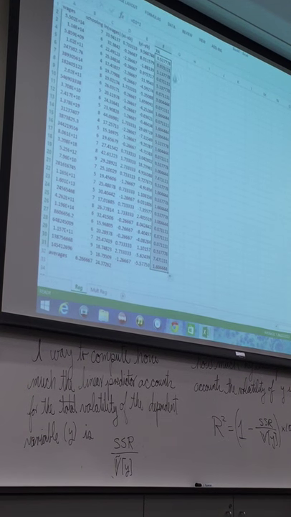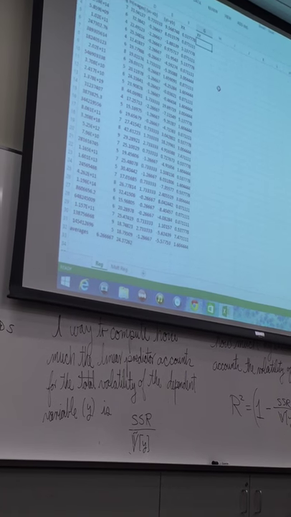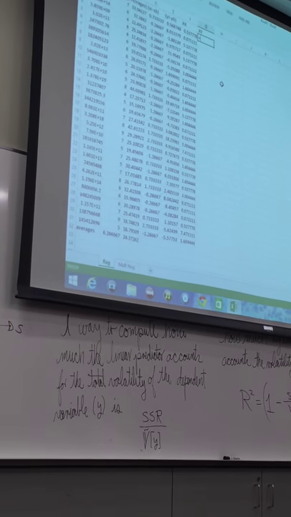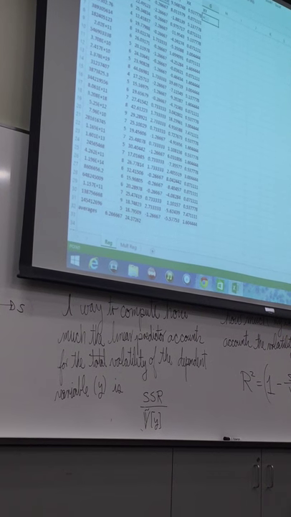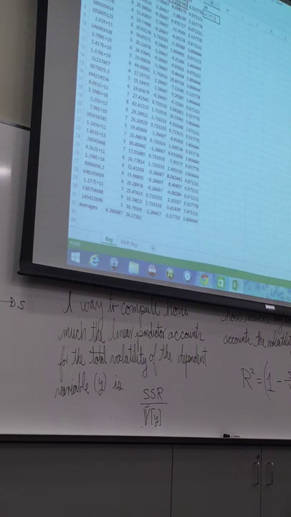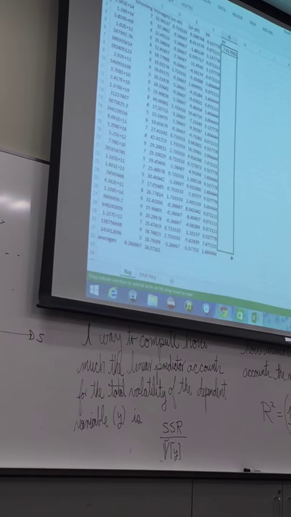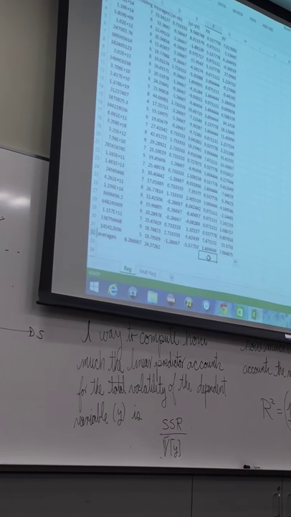So second, we compute xy, which will be the multiplication of the dependent and independent variable. It will be this times this. We take its averages.